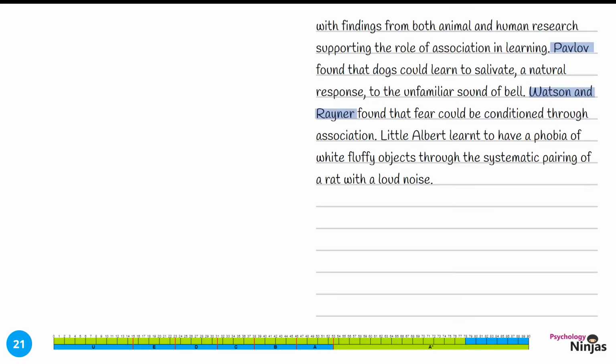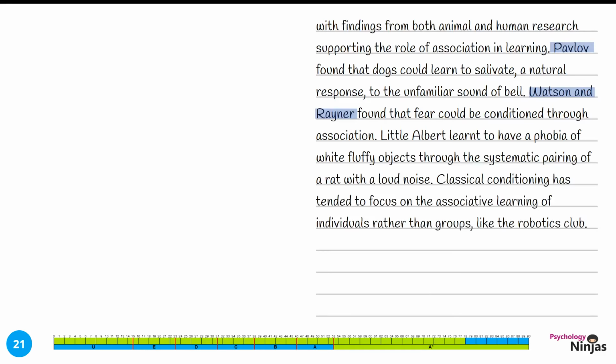To complete this paragraph, we're going to make a judgment once again. Classical conditioning has tended to focus on the associative learning of individuals rather than groups like the Robotics Club. Here we're making a tentative conclusion that classical conditioning may not be quite as effective in explaining Amina's experiences.